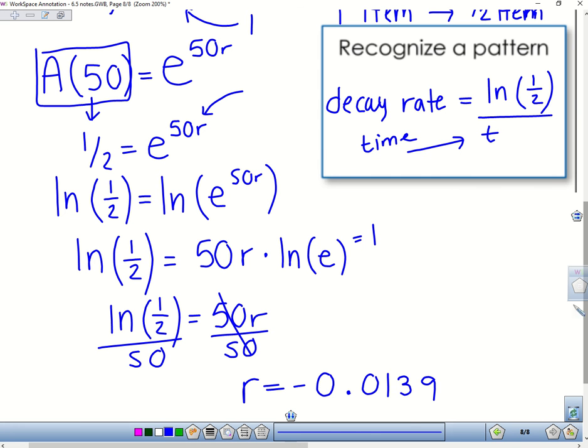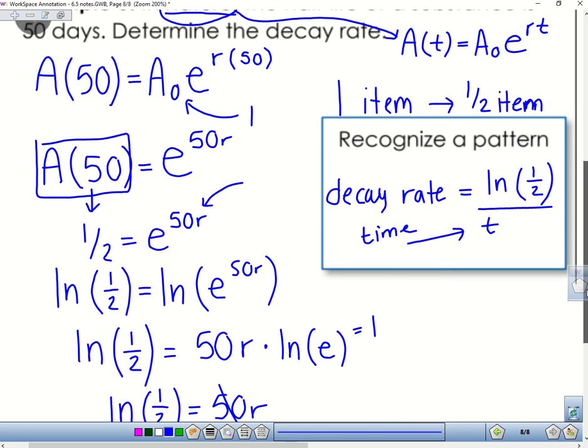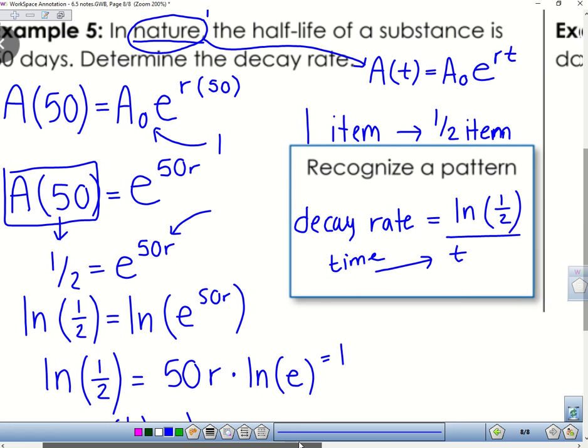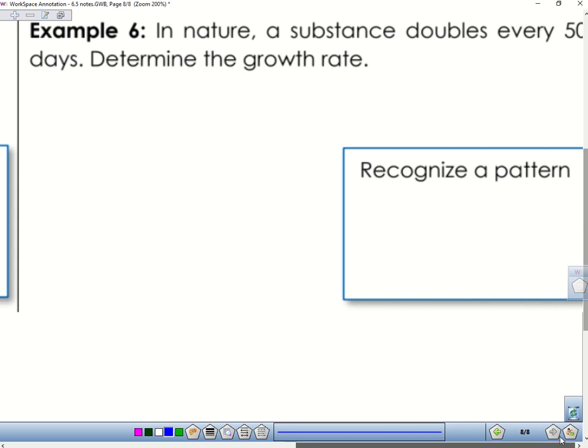Alright, are we ready to move on to the next problem? Alright, so we'll do the next problem and then we'll take a break until lunch.